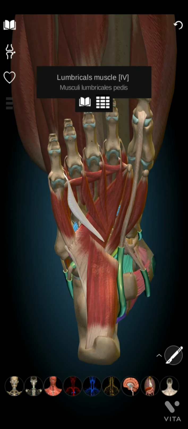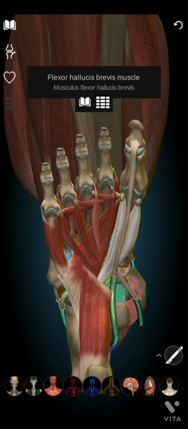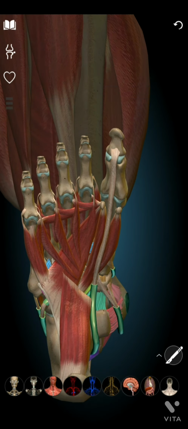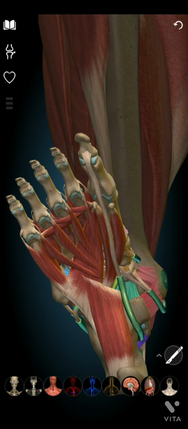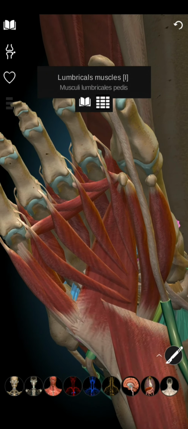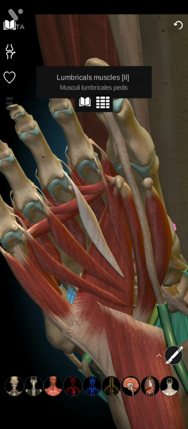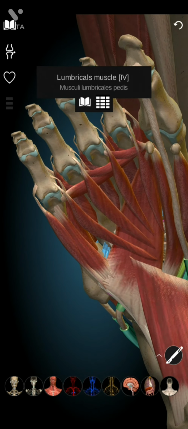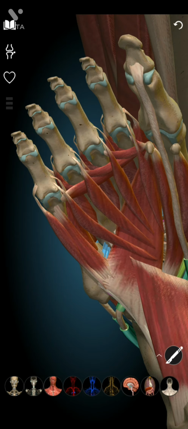Now if you see, we have the lumbricals. These lumbricals originate from the tendon of the flexor digitorum longus, and they insert onto their respective digits. The first lumbrical is attached to the proximal phalanx of the second digit, the second one to the third, the third to the fourth, and the fourth to the fifth. So 1 to 2, 2 to 3, 3 to 4, 4 to 5. They insert like that.